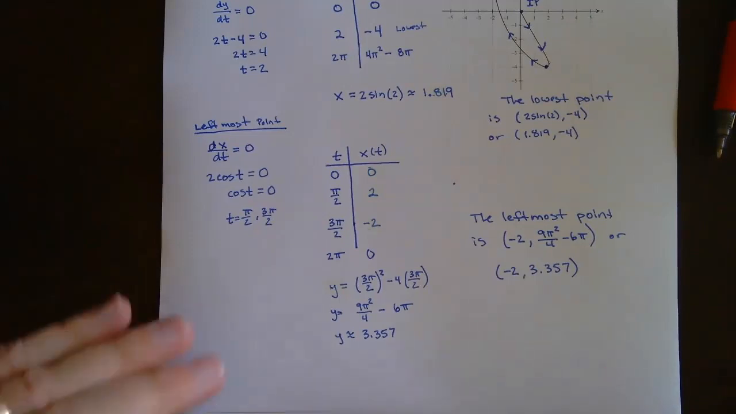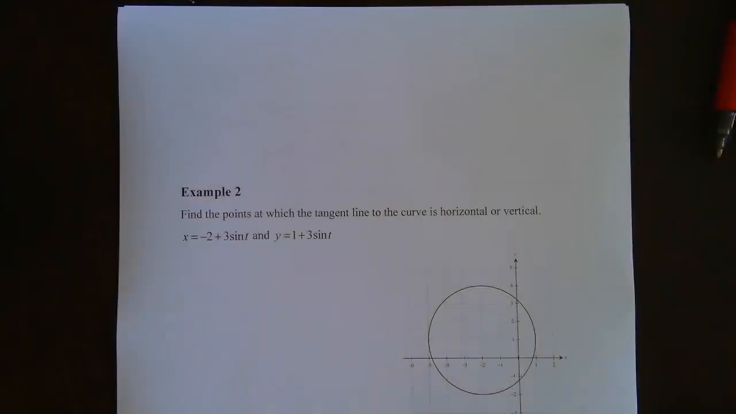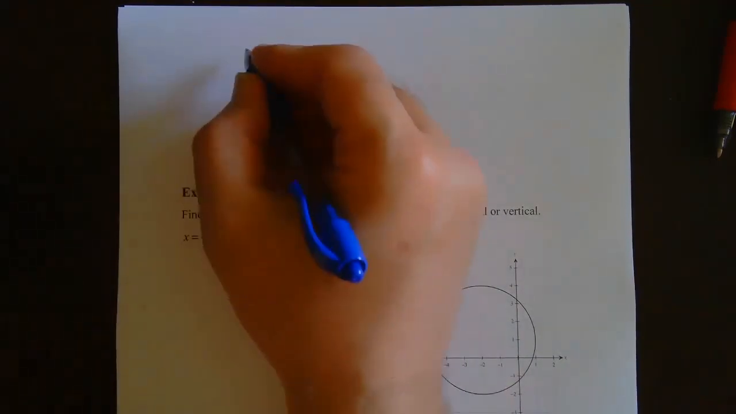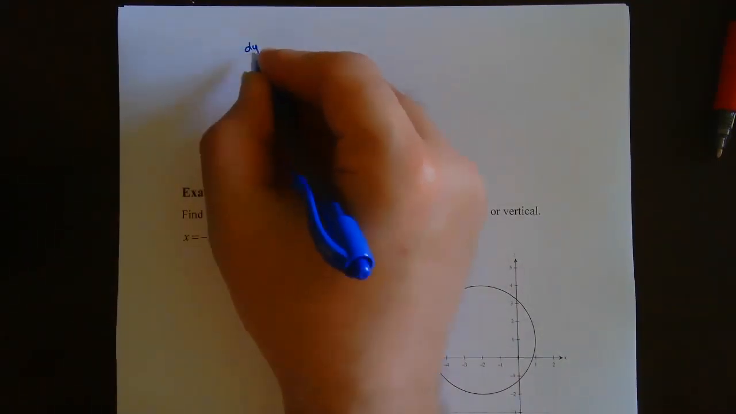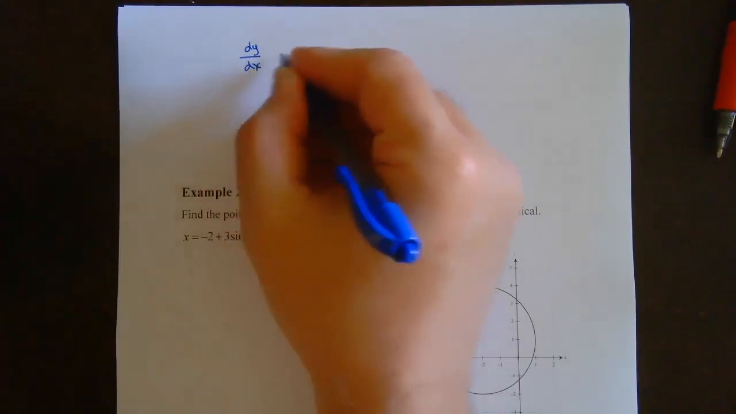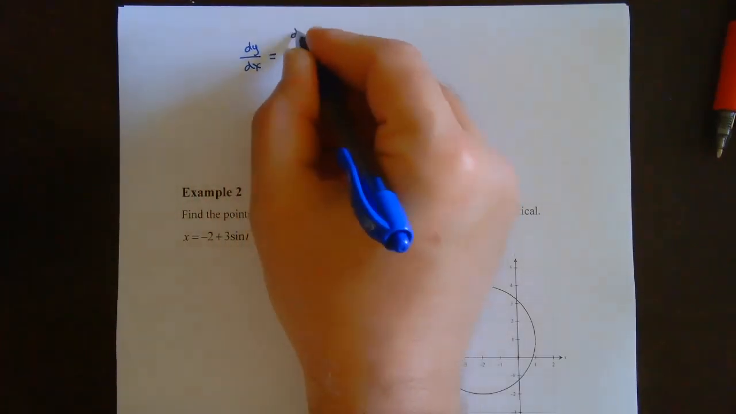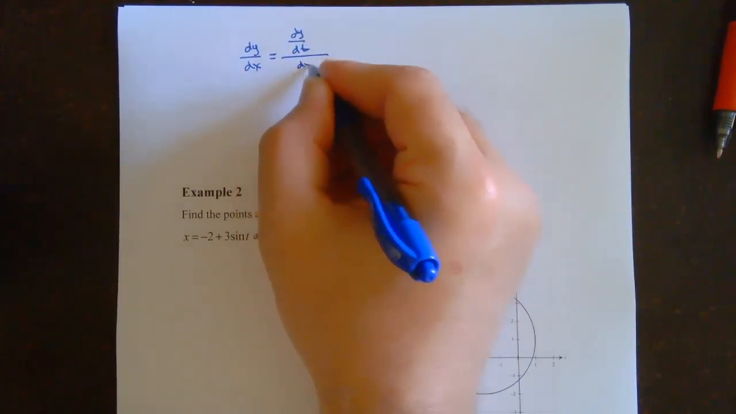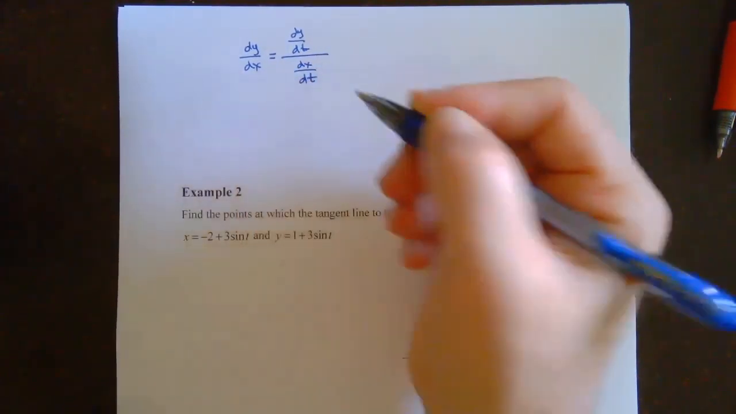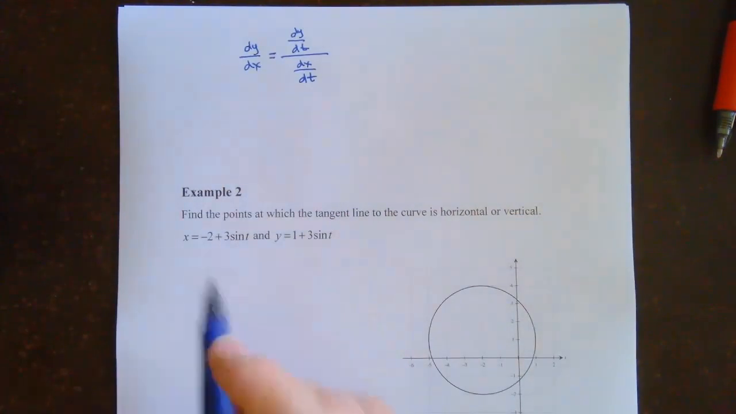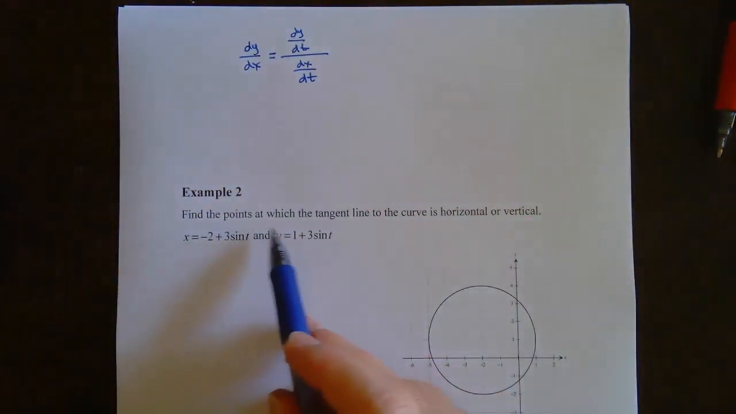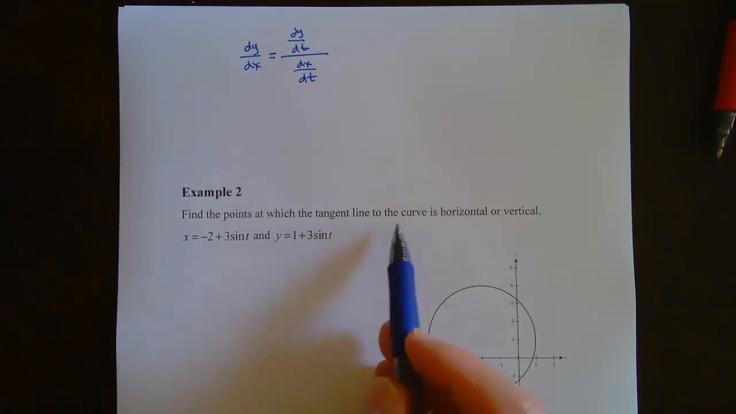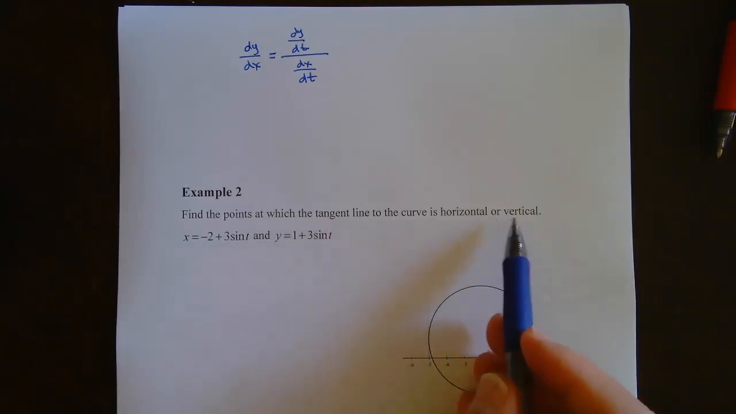Let's go to the next problem. There's a lot of space right here because there's some stuff I want to write. So we know from yesterday that dy over dx is equivalent to dy over dt over dx over dt. This next question is asking: find the points at which the tangent line to the curve is horizontal or vertical.